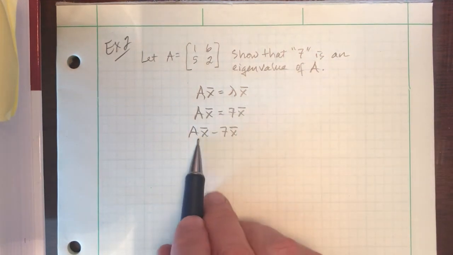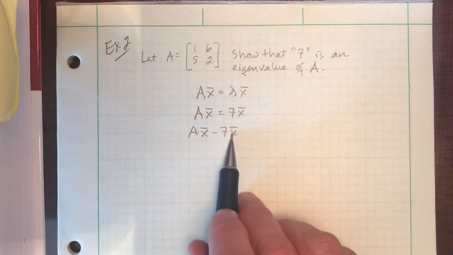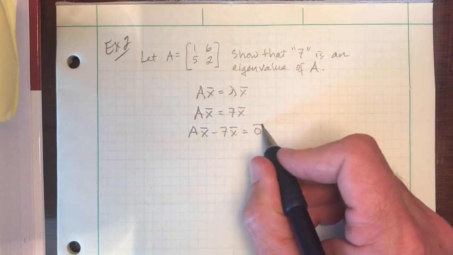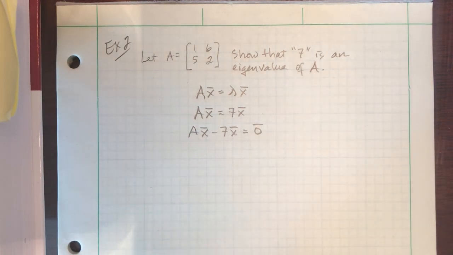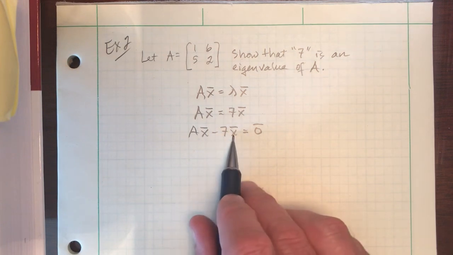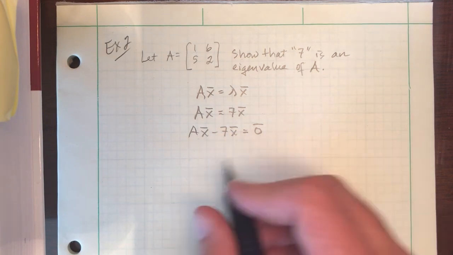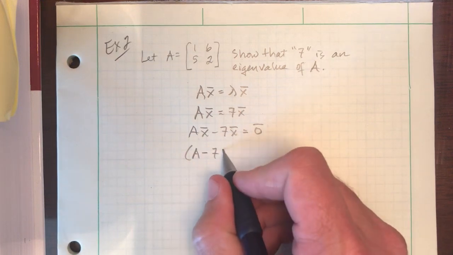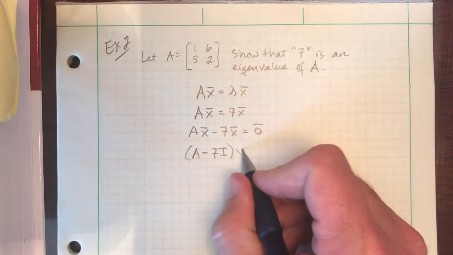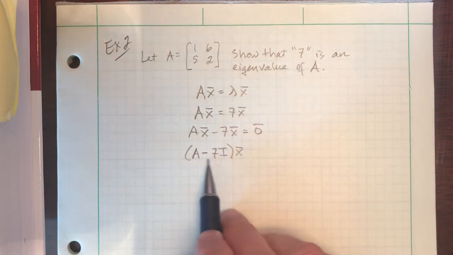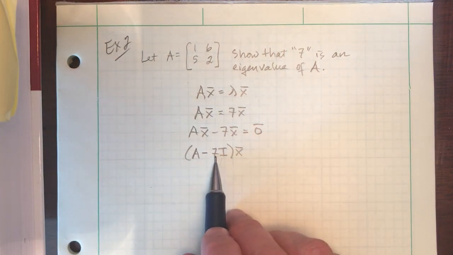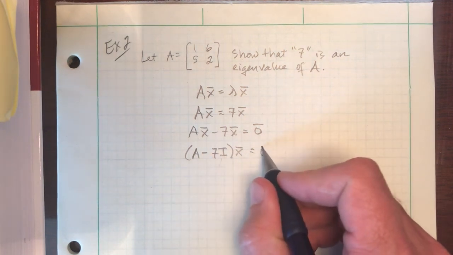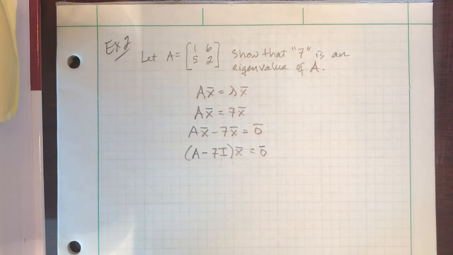Now remember what this is. This object is a vector. This is a scaled vector, and so the result ends up being the 0 vector. Now, let's factor out that x vector, leaving a minus, now remember, that's 7I, the identity matrix. A plain 7 doesn't make sense. You can't just subtract a number or a scalar from a matrix. It has to be another matrix. And that's where we're going to pick up from here.